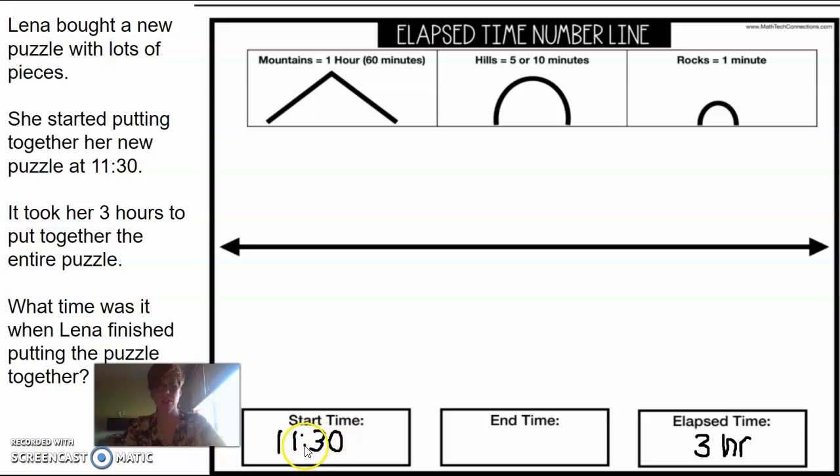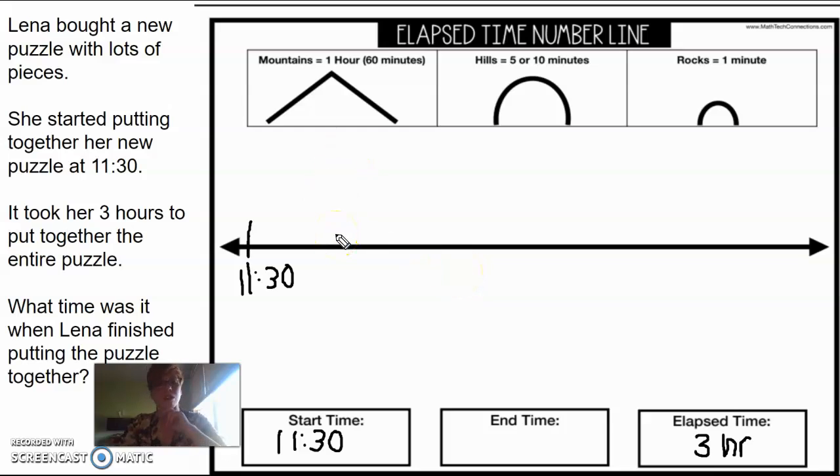All right, you should have written down the start time was 11:30. That's when she started her puzzle. And the elapsed time is 3 hours because that's how long it took her to put it together. On our number line, let's make a little mark here with the start time, 11:30. And in this problem, we are just going to go ahead and make the time on the top of the number line and then go back and figure it out on the bottom, just to try something different.